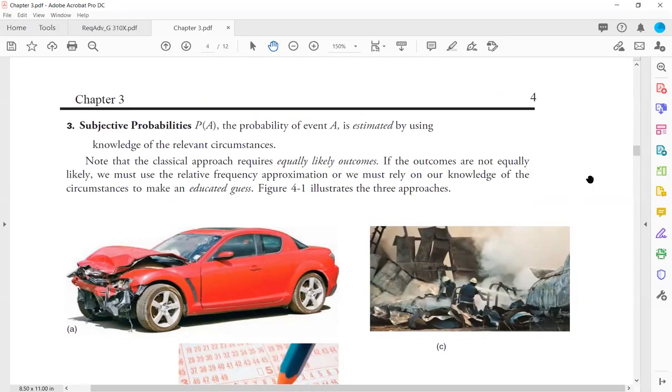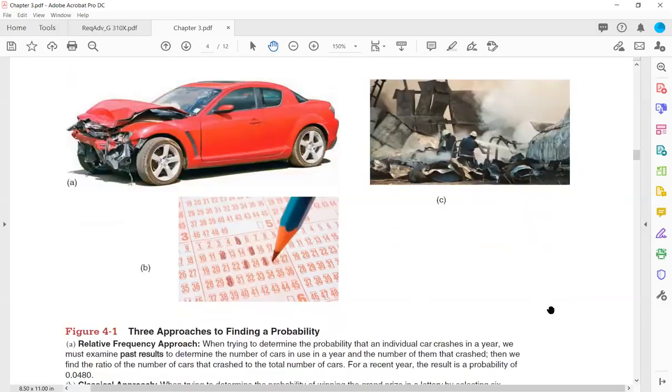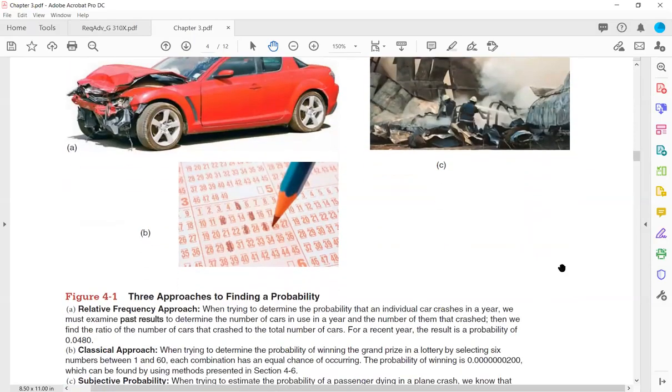Subjective probabilities: the probability of an event A is estimated by using knowledge of the relevant circumstances. For example, note that the classical approach requires equally likely outcomes. If the outcomes are not equally likely, we must use relative frequency approximation, or we must rely on our knowledge of the circumstances to make an educated guess. Take a look at these 3 figures. Okay, an accident, a lottery, a disaster.